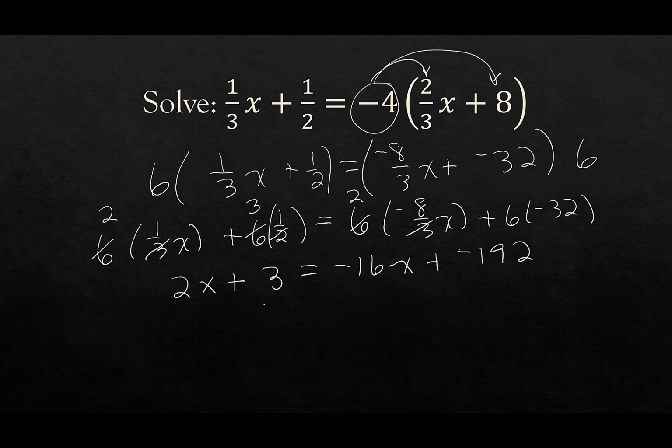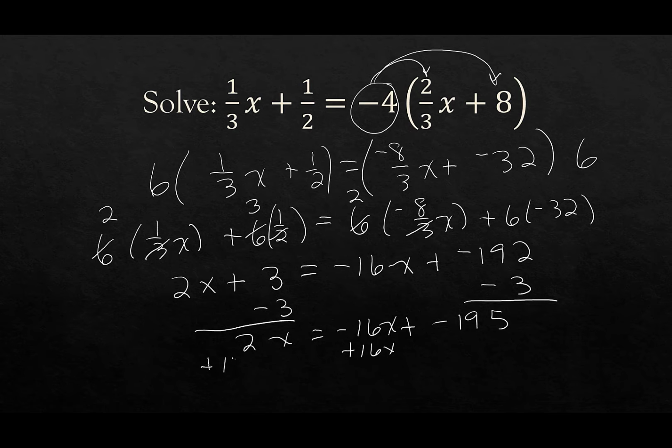Now I'm going to move this 3 over to the right. So subtract 3 from both sides. I have 2x equals negative 16 plus negative 195. Now I have 2x on the left. I have negative 16x plus negative 195 on the right. Let's combine the x's. I'm going to add 16x to both sides. 2 and 16 gives me 18x. This is negative 195. And I'm going to write that on the side.